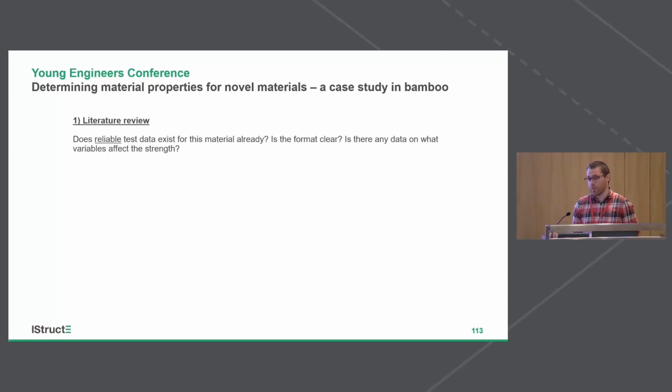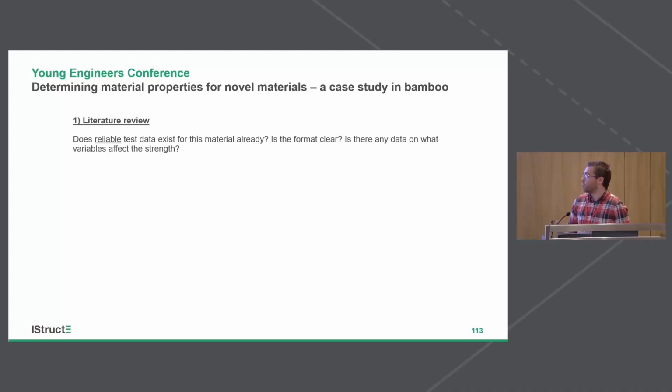Is the format clear? When I say format, is the data presented as just this is data? Or does it say these are average tests, these are the average strength results from a set of data? Are they characteristic? Are they ultimate? Are they design? And that's very important because I've come across a lot of published data that looks very reliable, but it doesn't even say what that data is. It doesn't say if it's ultimate, average, or characteristic, and that's incredibly important.